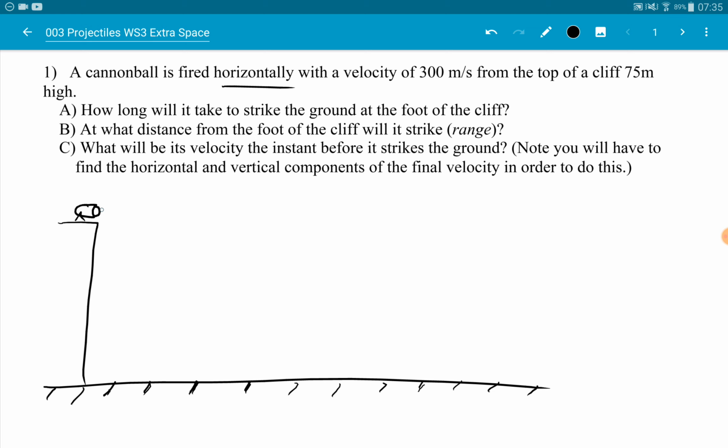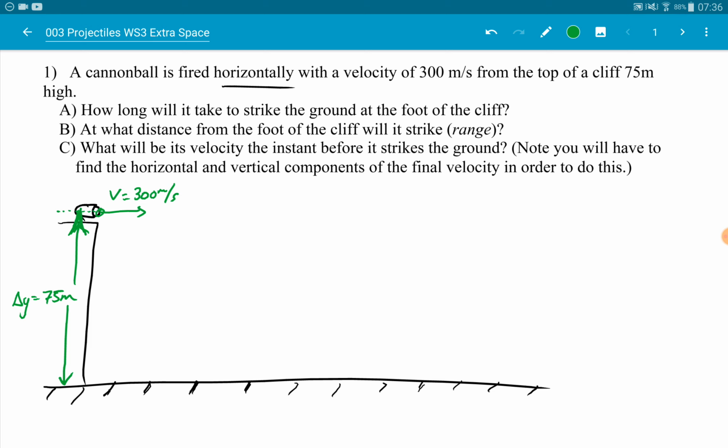And we have a ball that comes out of this. Maybe make the ball not black. The velocity is going straight that way at 300 meters per second, from the top of a cliff. The cliff is 75 meters high, so delta y there is equal to 75 meters, up to there. Technically, we're really going 75 meters high to where the cannonball shoots out. If you want to be nice and technical, that's really what we're saying there.